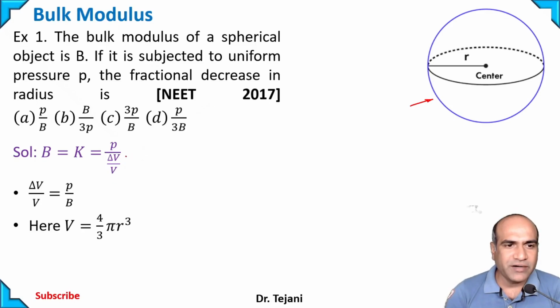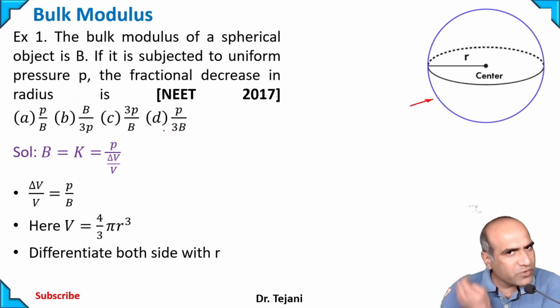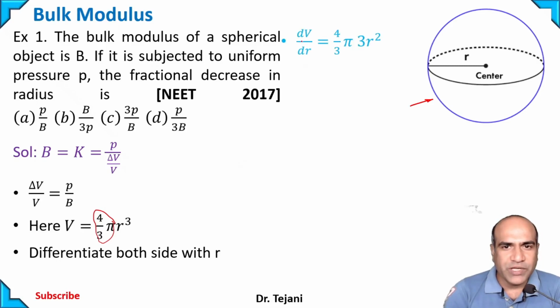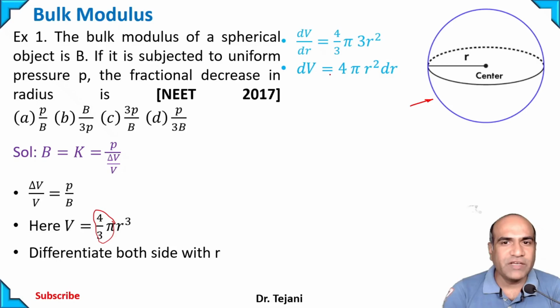We need delta V, the change of volume, to put this value. So what do we do? We can do differentiation on both sides. Differentiating, dV is 4 by 3 pi, where pi is a constant, times 3 r square dr. We can cancel the 3, so dV is equal to 4 pi r square dr.